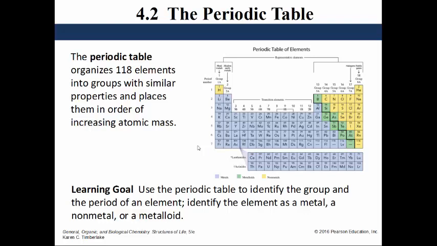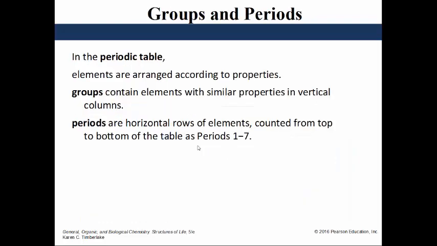And the learning goal for this section is using the periodic table to identify the group and the period of an element, and to be able to identify the element as either a metal or a nonmetal or a metalloid. All right, first we'll talk about how to distinguish between groups and periods. In a periodic table, you have rows of elements, then you have vertical columns of elements. The vertical columns are known as groups, and then the horizontal rows are called periods, and they're labeled from the top of the table down, so 1 through 7.